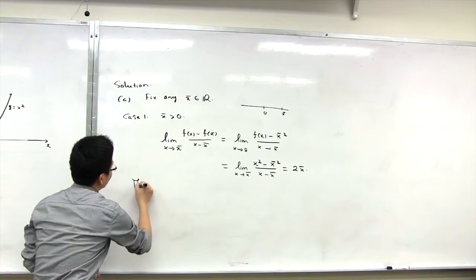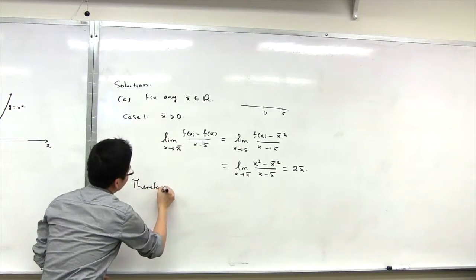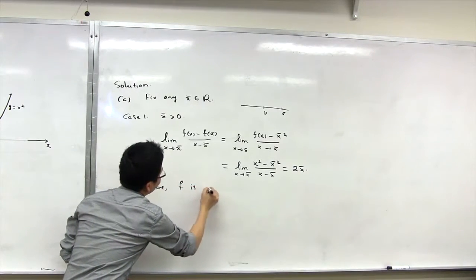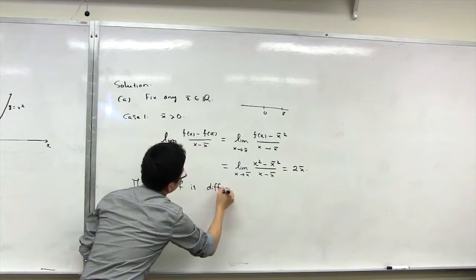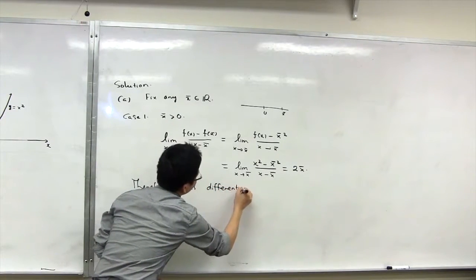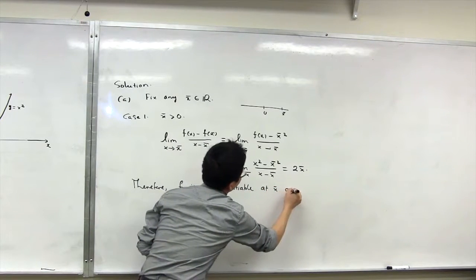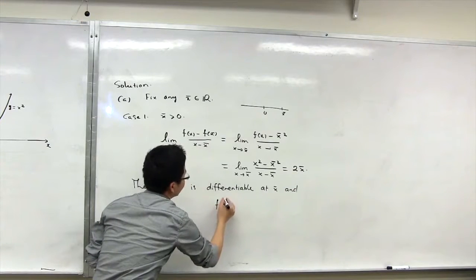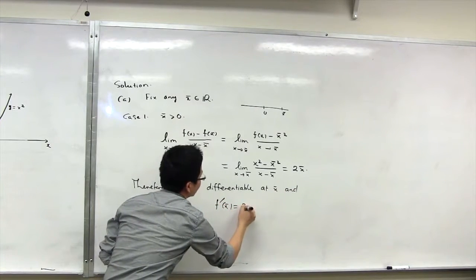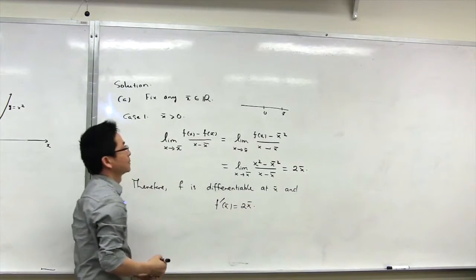Therefore, f is differentiable at x bar, and the derivative of the function at x bar is 2 times x bar.